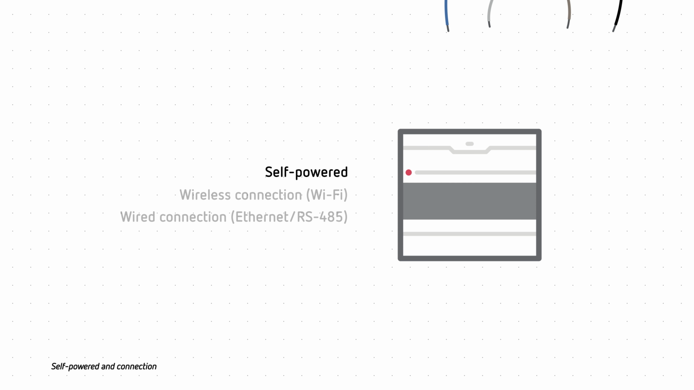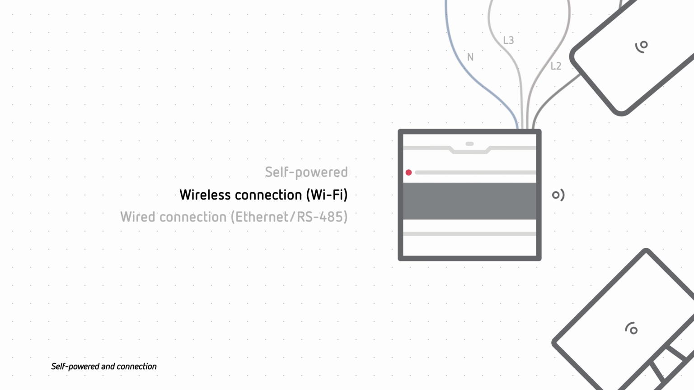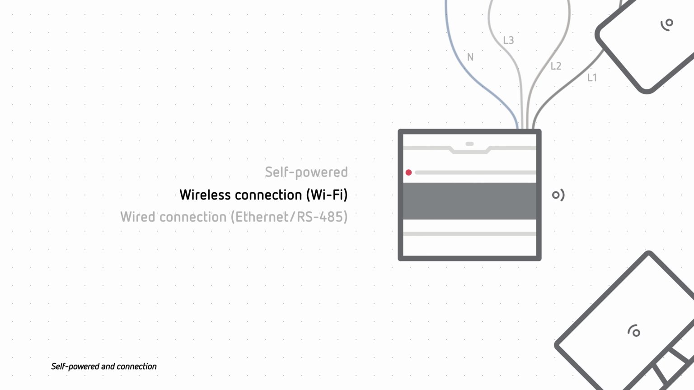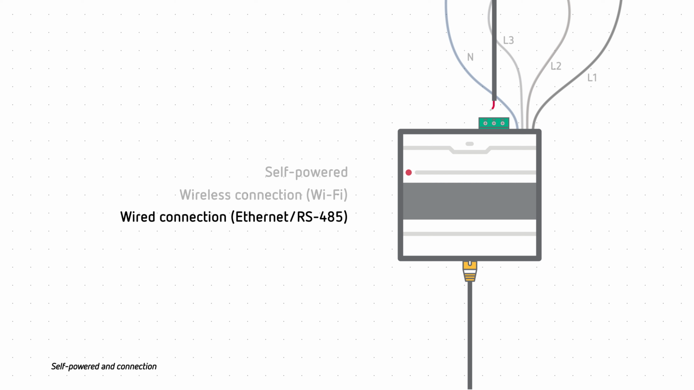But this solution not only optimizes the space in the panel, but also the installation costs. It is self-powered from the same electrical grid, using the power cables to supply energy to the device. In addition, you can communicate with it via Wi-Fi, Ethernet or RS485, reducing integration costs.